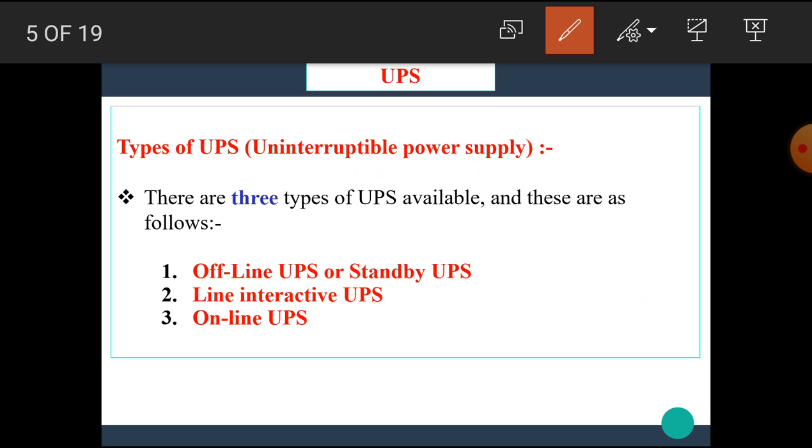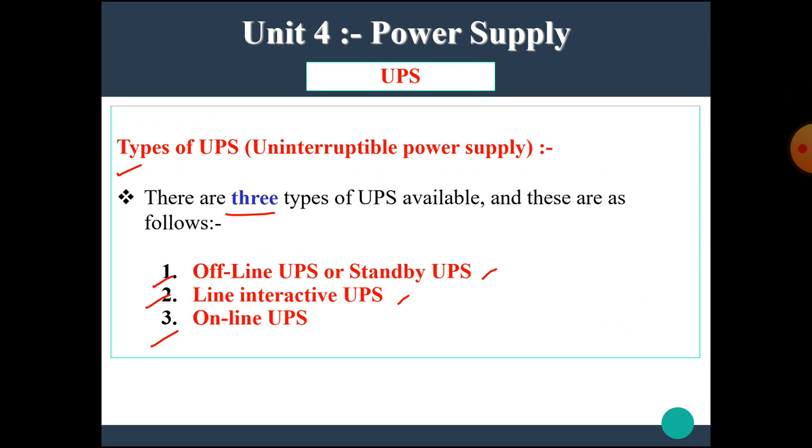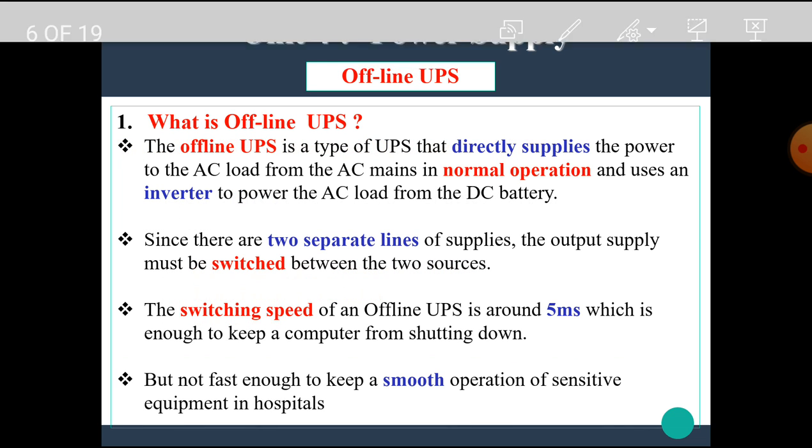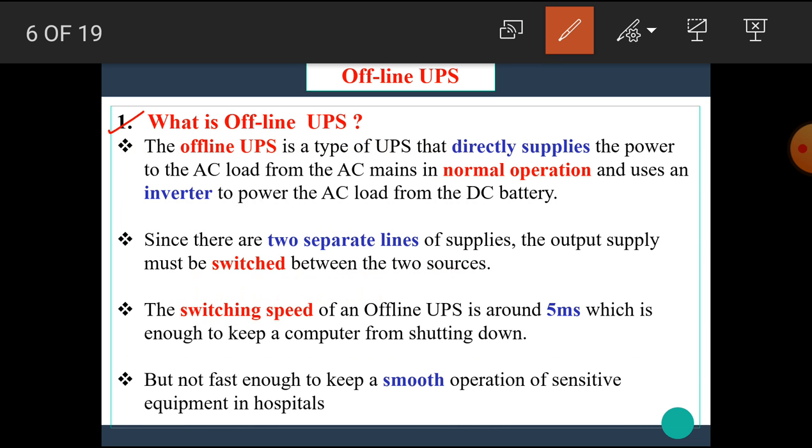Now let's see the types of UPS. There are mainly three types of UPS available, and these are offline UPS or standby UPS, interactive UPS, and online UPS. Let's see the details about them one by one. First one is, what is offline UPS?